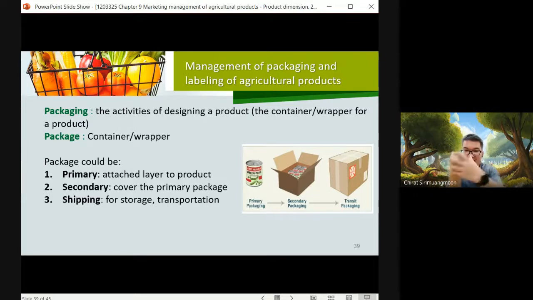If you have the product, the first layer that covers it we call the primary. The secondary layer is the next level. Like in this case, the primary package is going to be the can. The secondary is going to be the cardboard. And when you have to ship, you transfer to another place, we have the shipping layer, which is going to be the next cardboard layer.